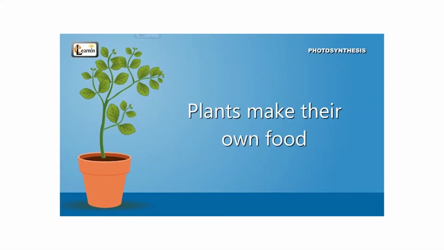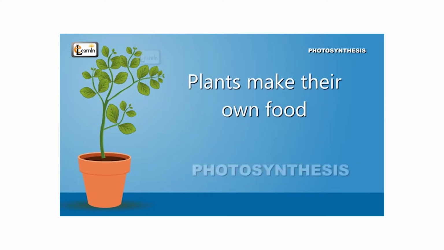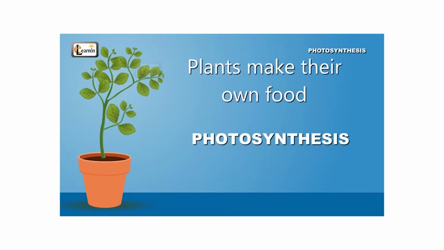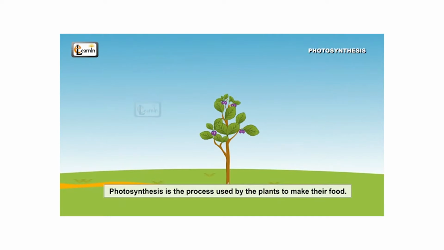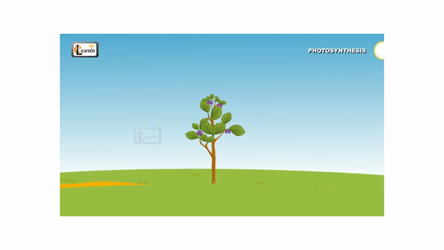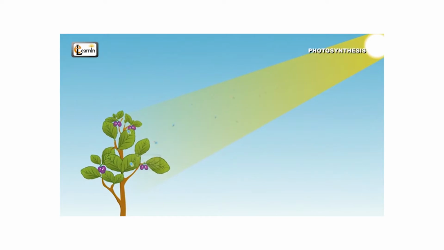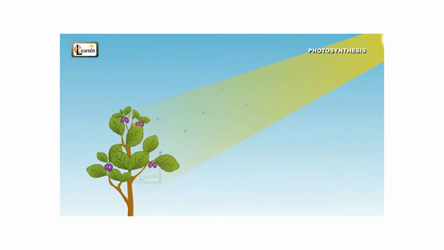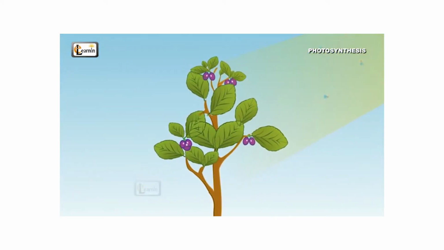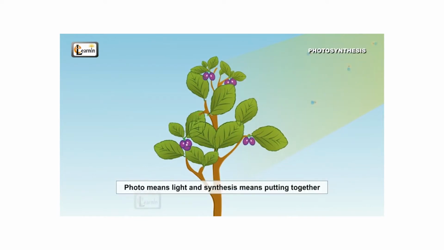Hello kids, do you know how plants make their own food? No? Well, this video elaborates the process of photosynthesis, by which plants make their own food. Photosynthesis is the process used by plants to make their own food, or in more complex terms, it is the conversion of light energy into chemical energy by plants. This chemical energy is used by the plants for growth and nourishment. Photo means light and synthesis means putting together in Greek.